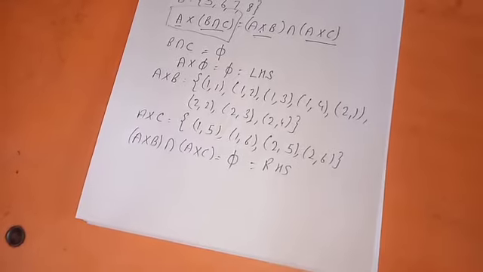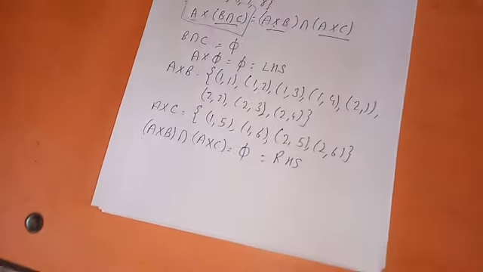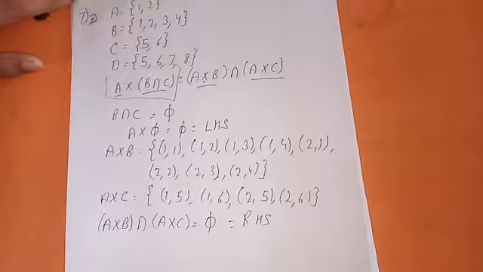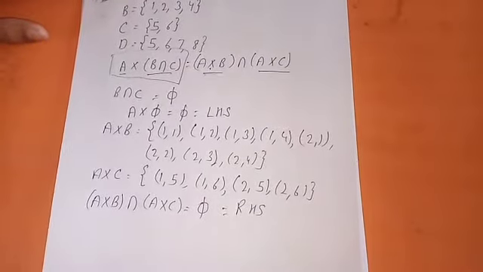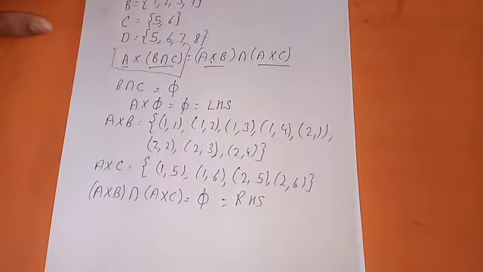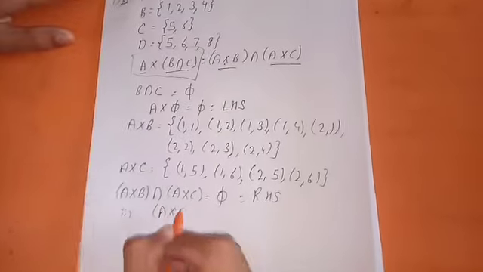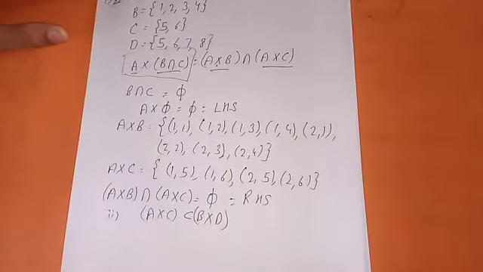find the second part, where they have given that A cross C is a subset of B cross D. So first of all we can find A cross C, then we will find B cross D, and then we will get that all the elements in A cross C are also elements of B cross D, but all the elements of B cross D are not in A cross C. So in the second part we will get that A cross C is a subset of B cross D. Okay.